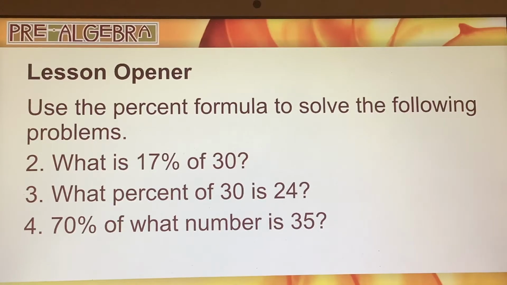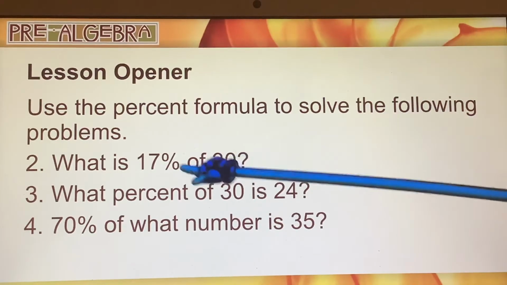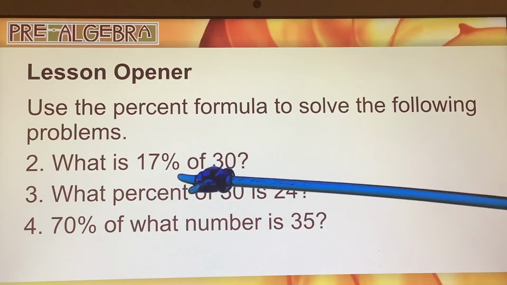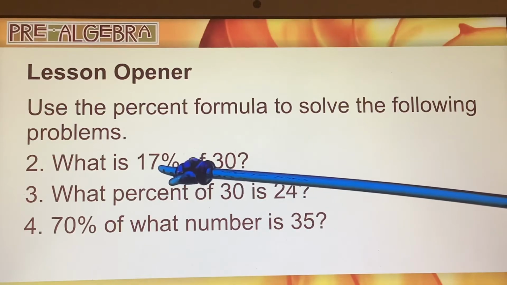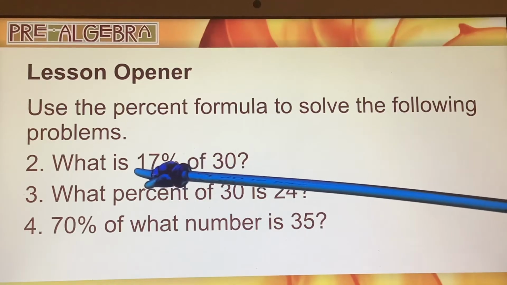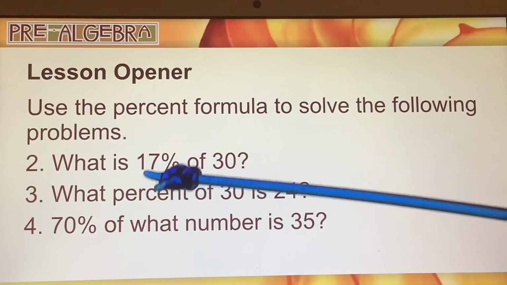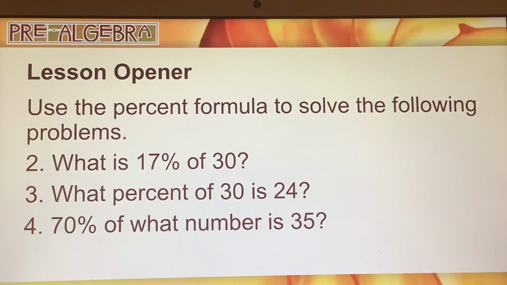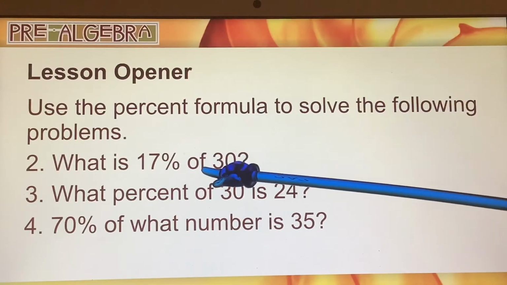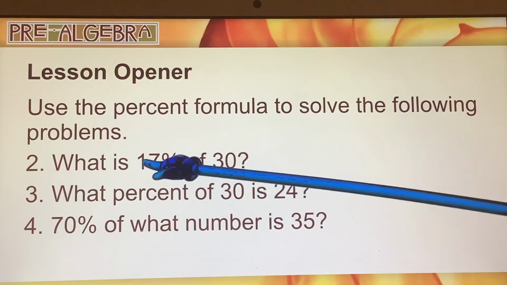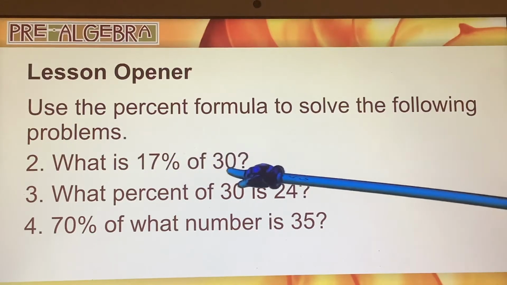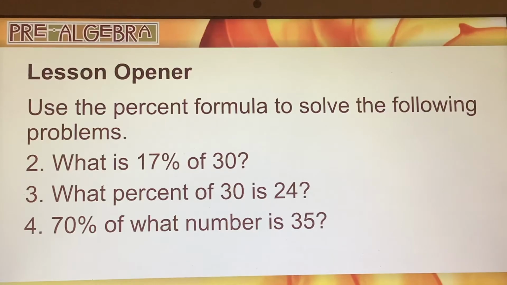Number 2, what is 17% of 30? Remember, we have to first take 17% and convert that into a decimal. You're going to move your decimal over 2 places. It's going to be 0.17, and of means to multiply. So 0.17 times 30 will help you to find your answer of 5.1.